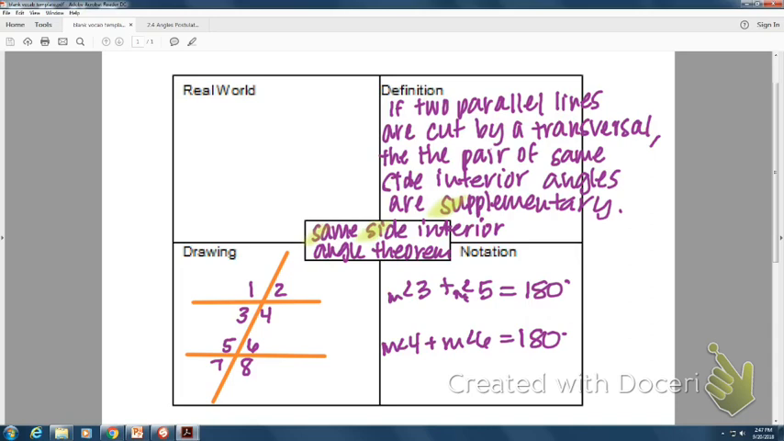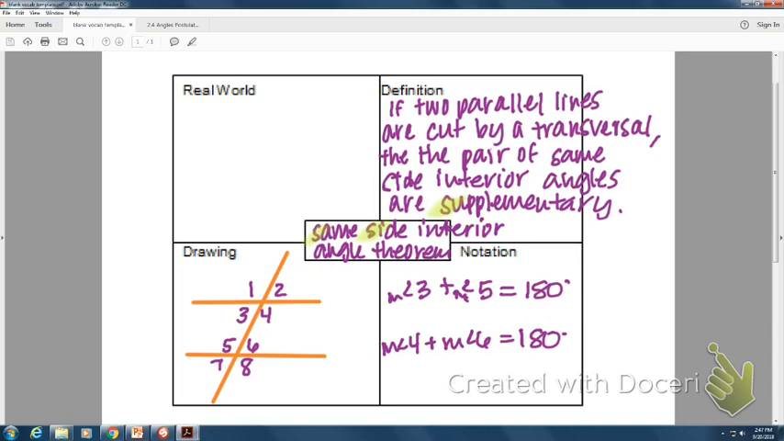Tell me a pair of angles that are corresponding. 1 and 5, 2 and 6, 3 and 7, 4 and 8. Sweet. Give me alternate interior. Don't look, just look at the picture up here. 3 and 6, and 4 and 5. Very good. Same side interior angles are supplementary. Alternate interior angles are congruent. Alternate exterior angles are congruent.